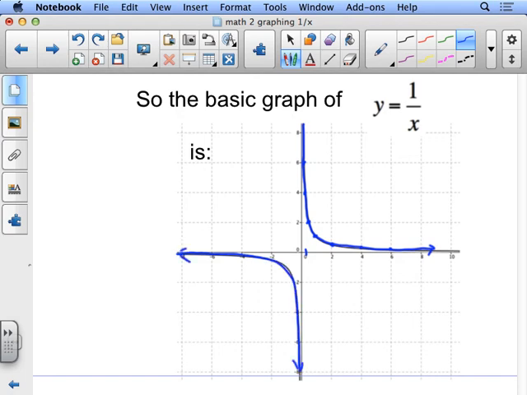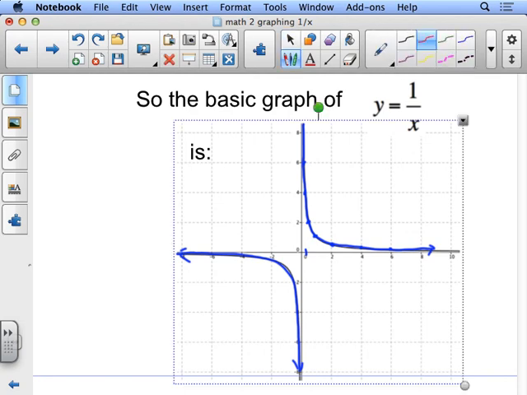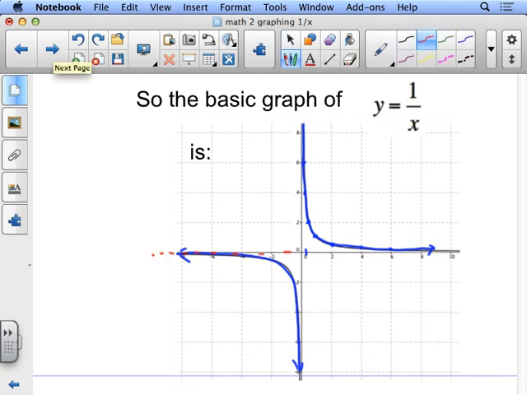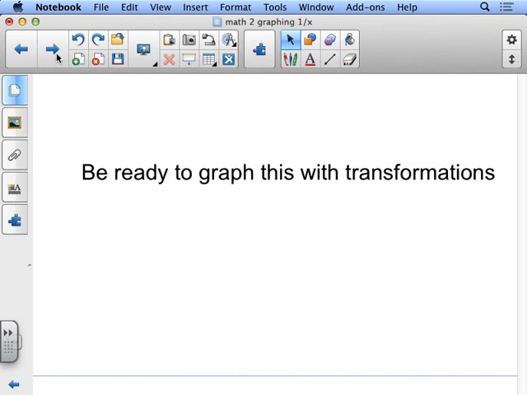Okay? Things to keep in mind when you're graphing this, we are going to ask you to write the equation of the horizontal asymptote. So as this goes across with our dotted line, that's our y equals 0. As I come down with my vertical line, that's x equals 0. Okay? That's going to be our basic graph. Be ready to graph with transformations next.